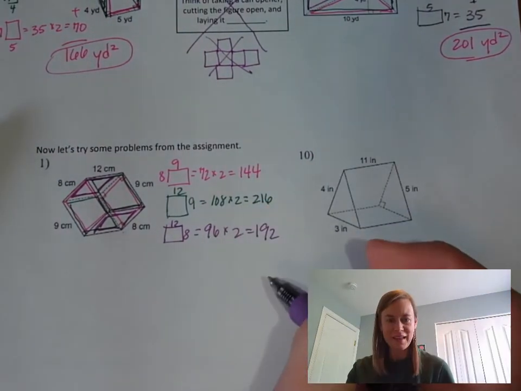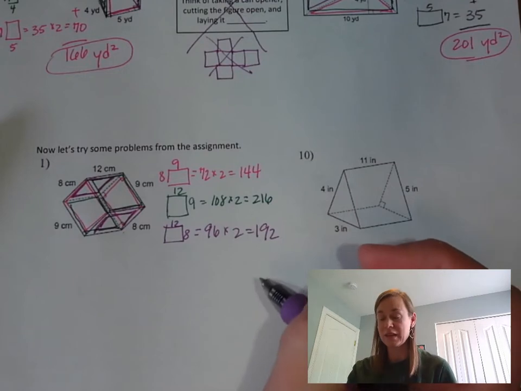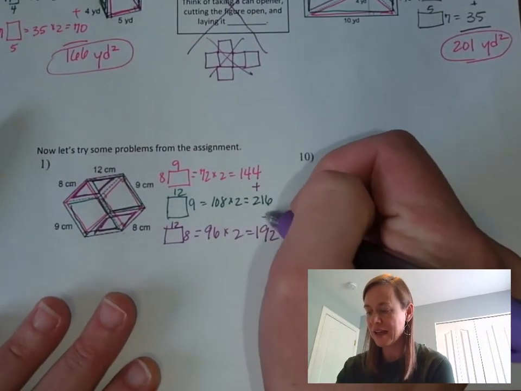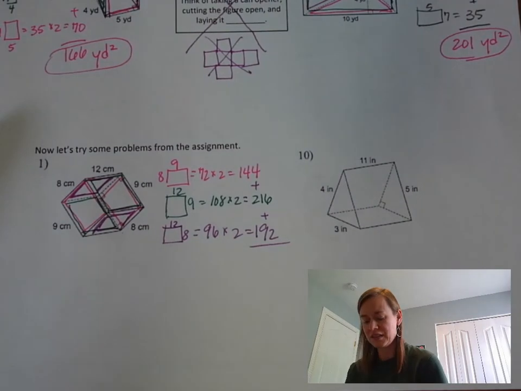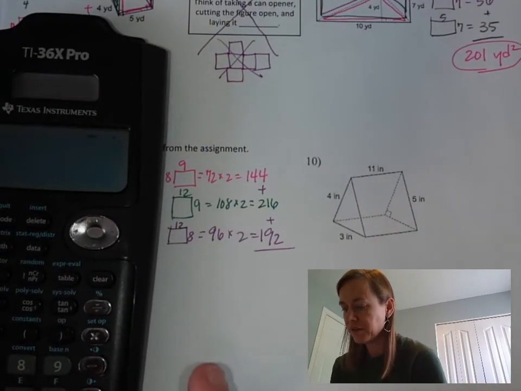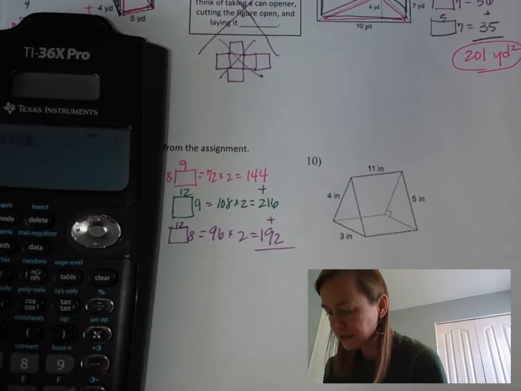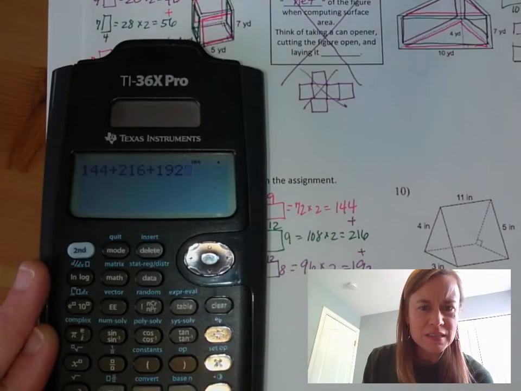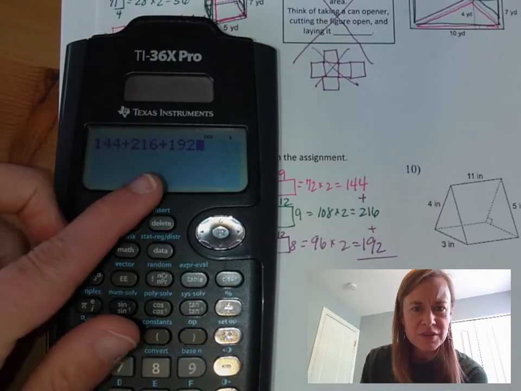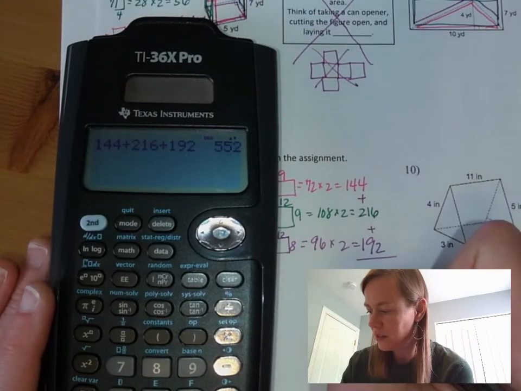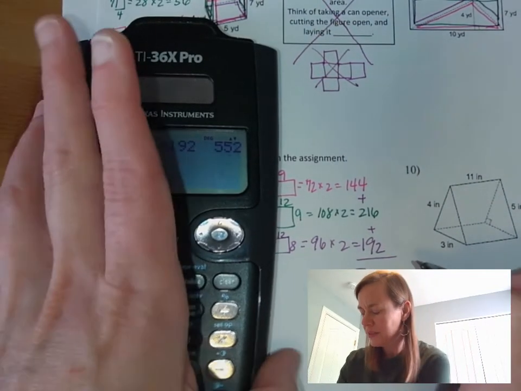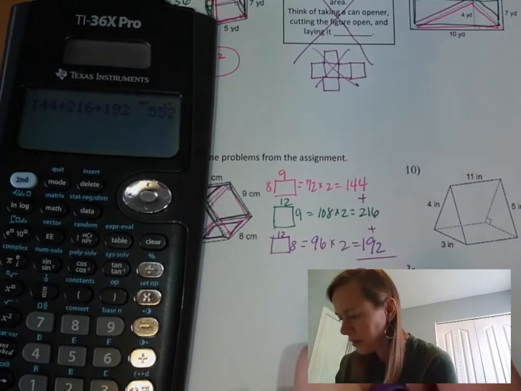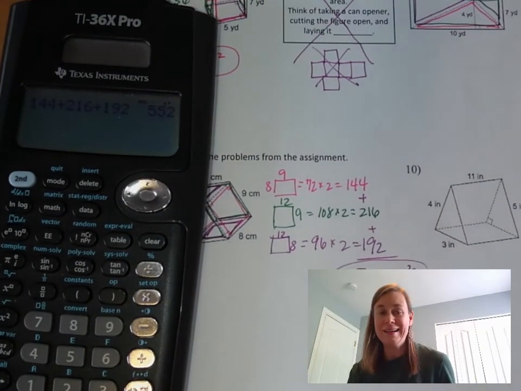Okay, phew. Lots of multiplication and adding and writing, but we're almost there. Now we just have to add all of these up, and we will have our total surface area. So we've got 144 plus 216 plus 192. Let's bring that where you can see it. So 144, 216, 192 equals 552. What was the units? It looks like it was centimeters, and we're going to have to put centimeters squared because we're talking area. And there you go.